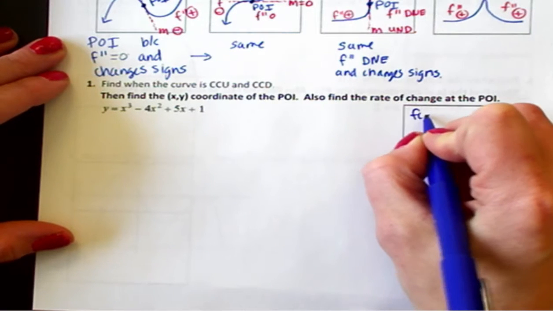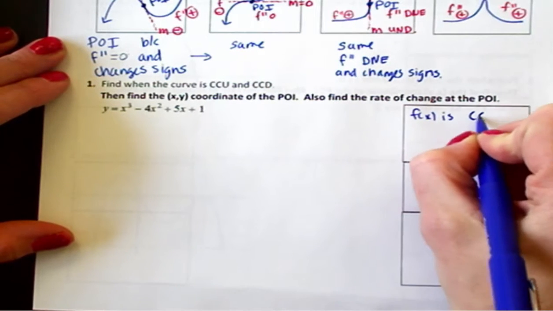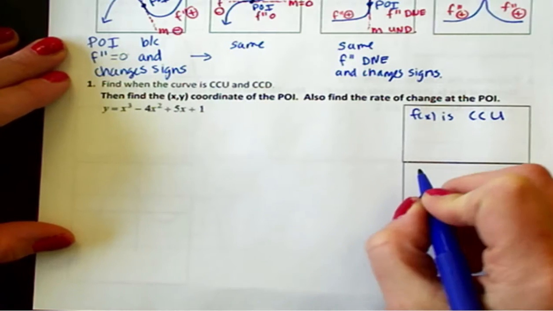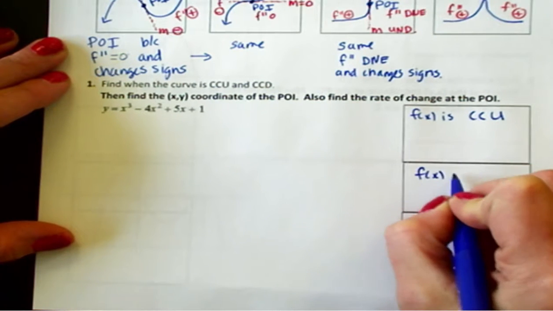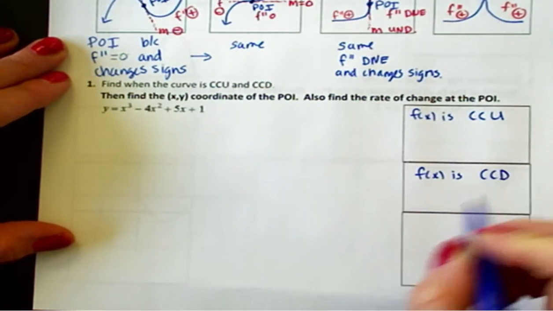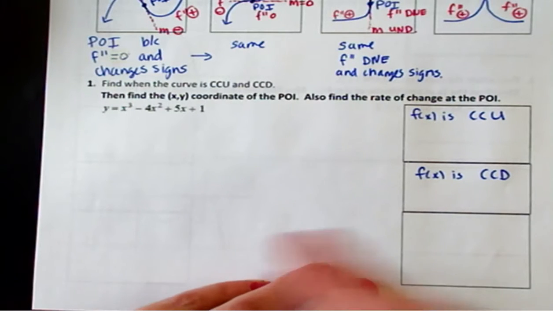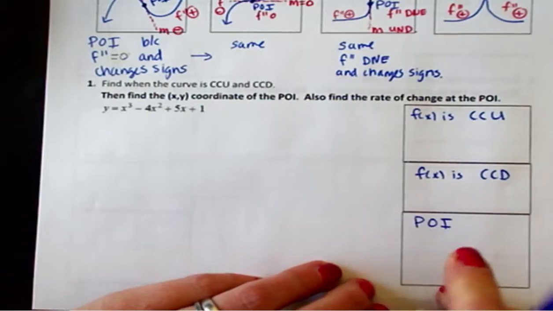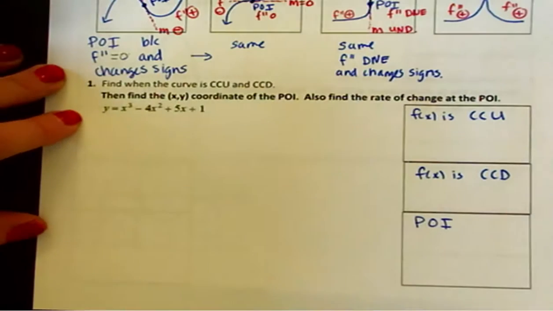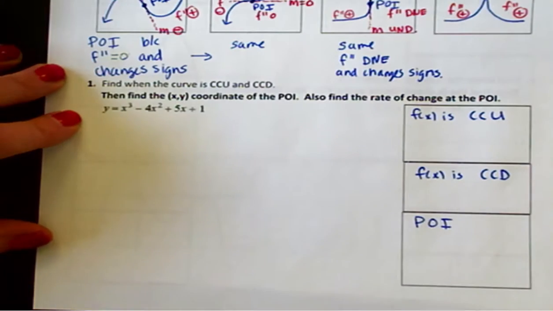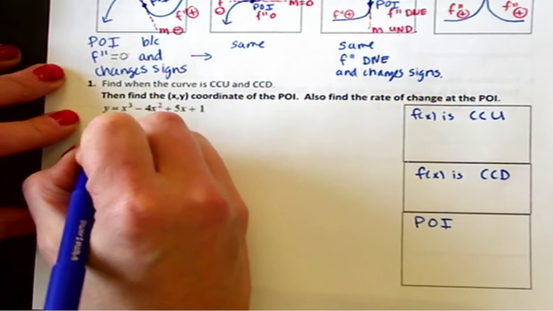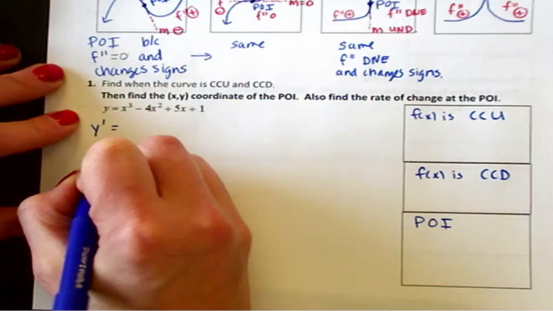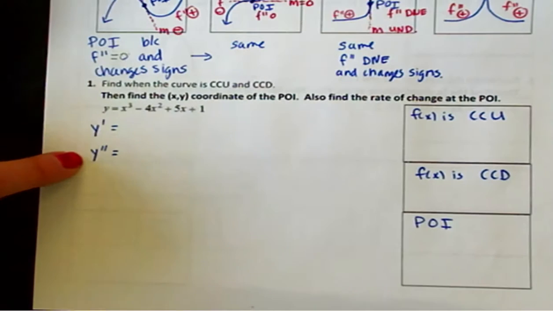Okay, so f of x is concave up, and we're going to answer it. F of x is concave down, and we'll answer where it's happening. And point of inflection. So this tells me that I need to find pluses and minuses for the second derivative. So let's go ahead and find the second derivative.